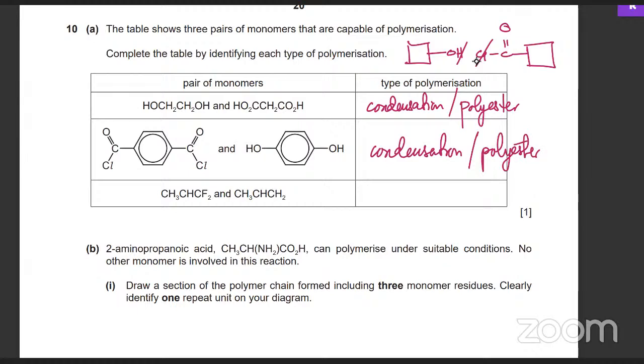And the last one is an alkene. I'll check, should we use the word condensation over here, or is the last one addition? Okay, the last one is definitely addition because you've got alkenes. These two carbons have a double bond, and they've got a CH3 and H on one side and two fluorines on the other side. So the molecules are just going to get added up along the double bond. So that's your addition polymer.